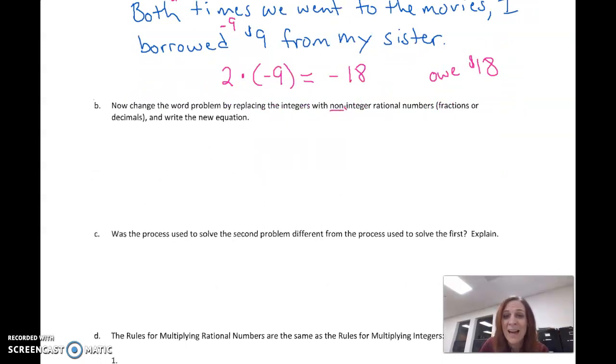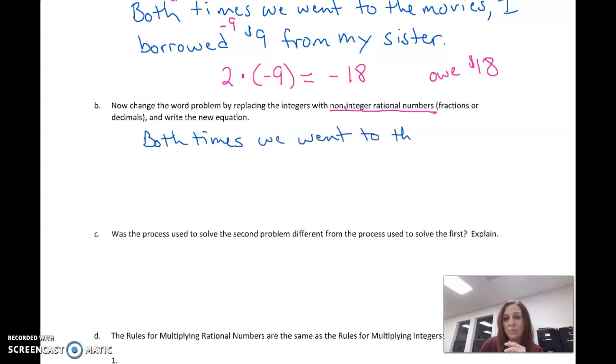Okay, makes sense. But what happens if I take this exact thing here and I replace the integers with a non-integer rational number? I'm not going to change them both. I'm just going to change one of them. I'm going to say both times we went to the movies, I borrowed $9.50 from my sister.